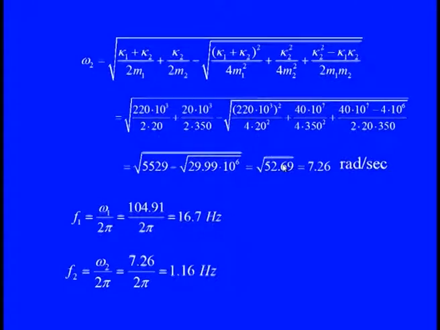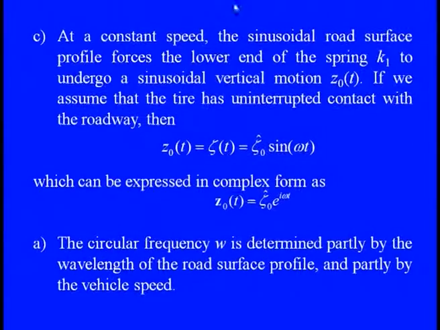So correspondingly we can say that F1 will be excited at 16.7 hertz, and F2, meaning the car body mass at the 1/4, will be excited at 1.16 hertz. So that is one formulation of how we calculate this, but the main feature comes when the car is moving at a constant speed and we have a sinusoidal road surface profile.